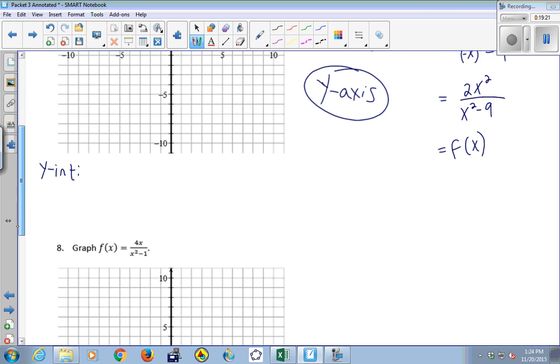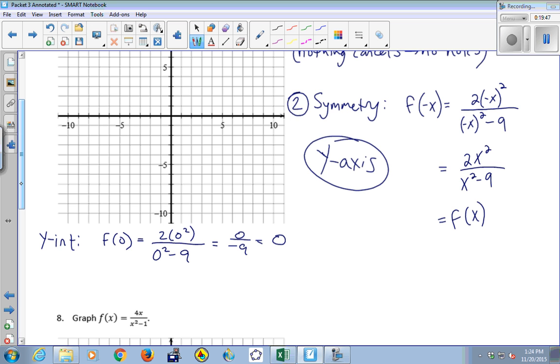So I'm going to have 2. This is f of 0. 2 times 0 squared over 0 squared minus 9. And you get 0 over negative 9, which is 0. Okay, so I have a y-intercept at 0.